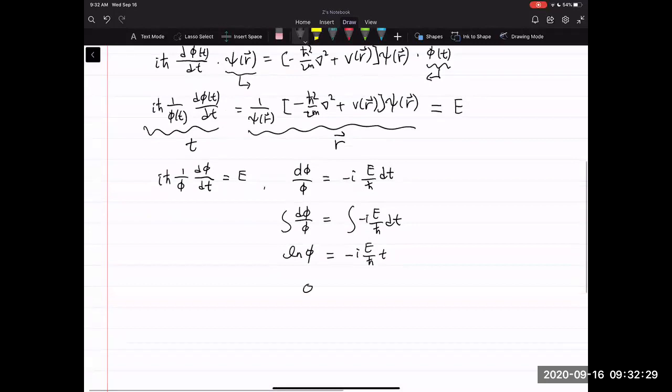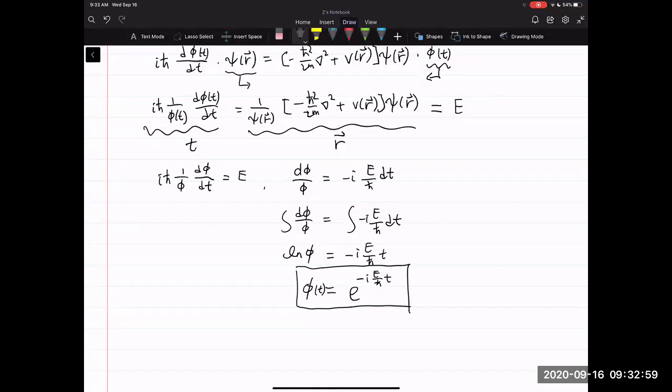Okay, so what is the solution? The solution phi will be exponential of minus i E over h bar t. If you want to know, just put this time dependence here. So phi of t is very simple. It's an exponential function. So now we're able to find a part of the solution of the Schrodinger equation, the time dependence part.